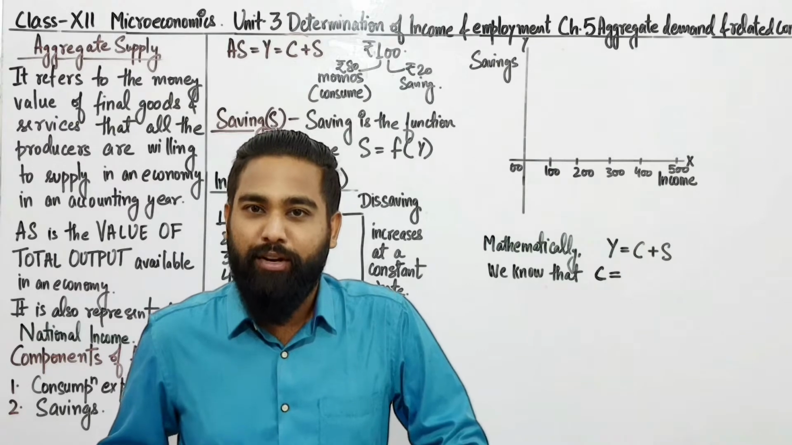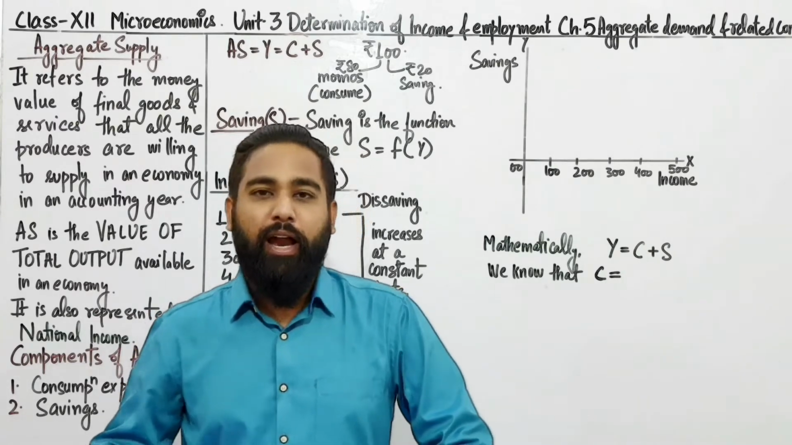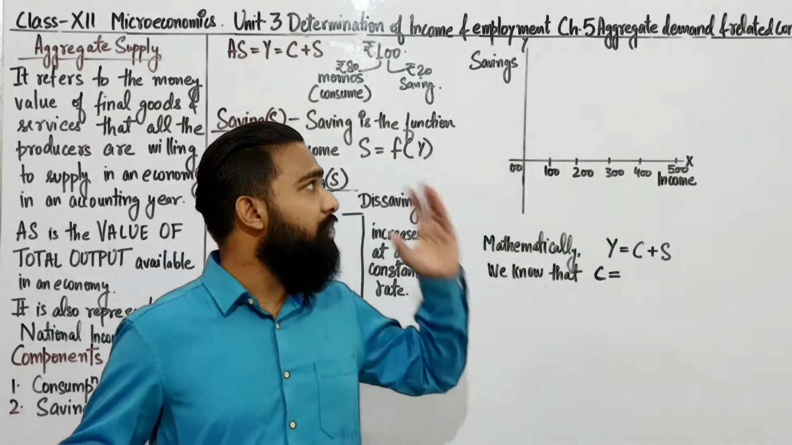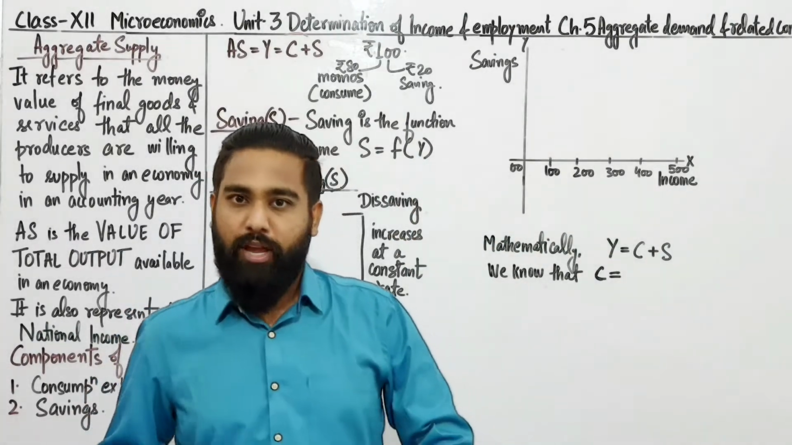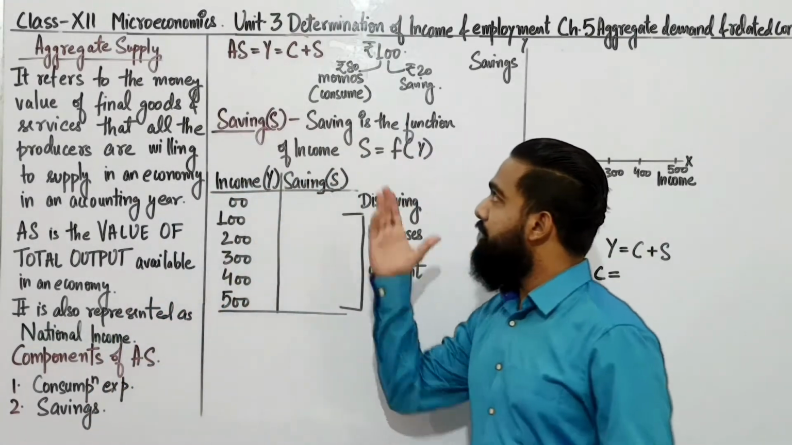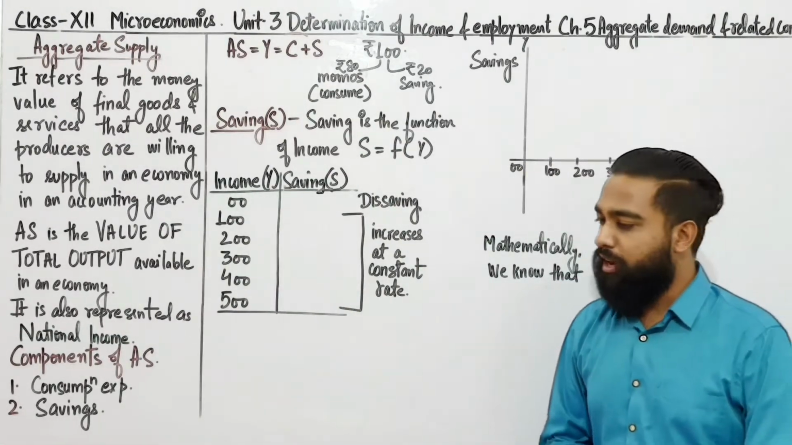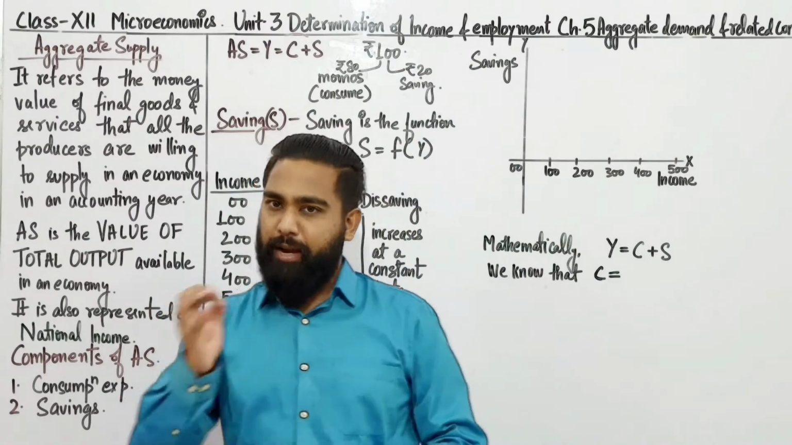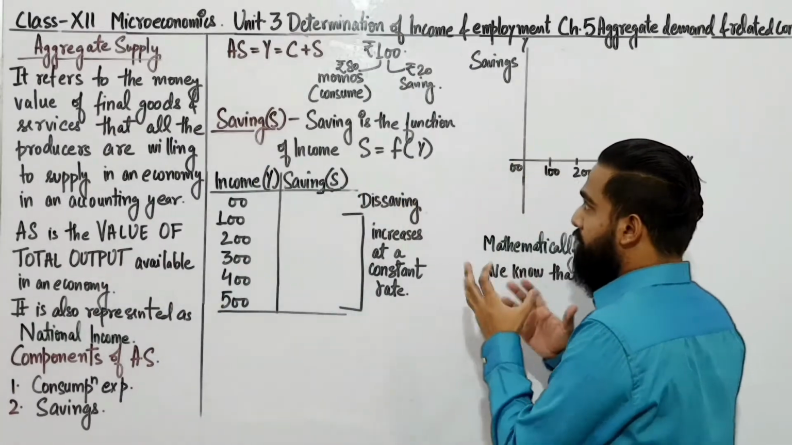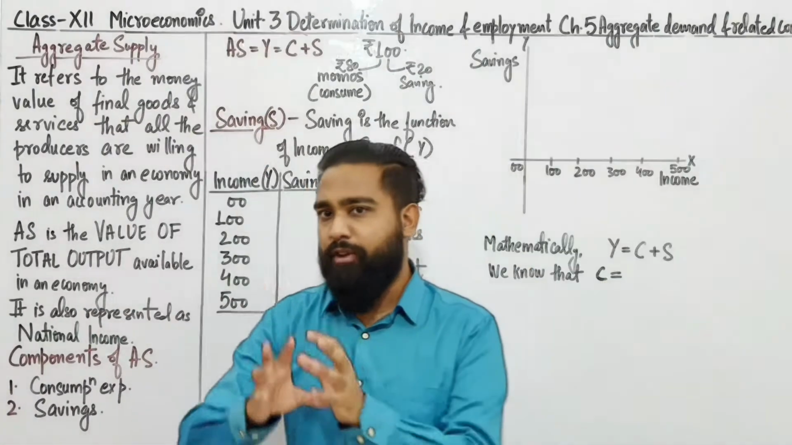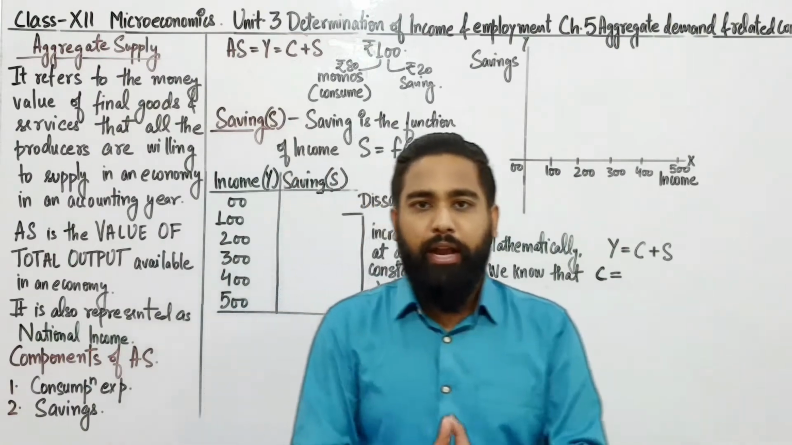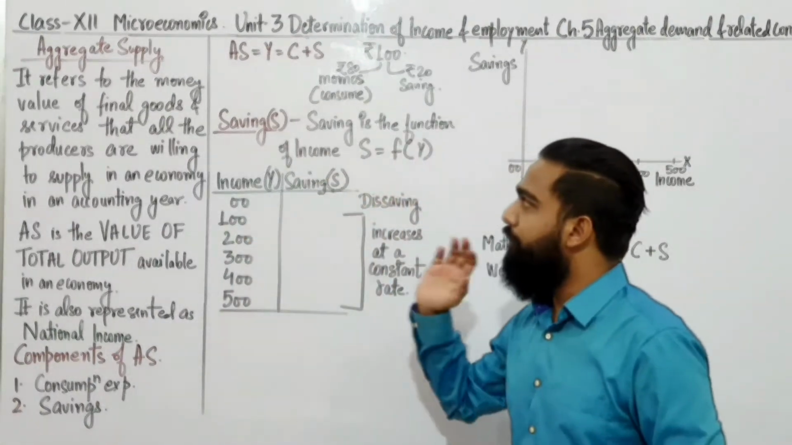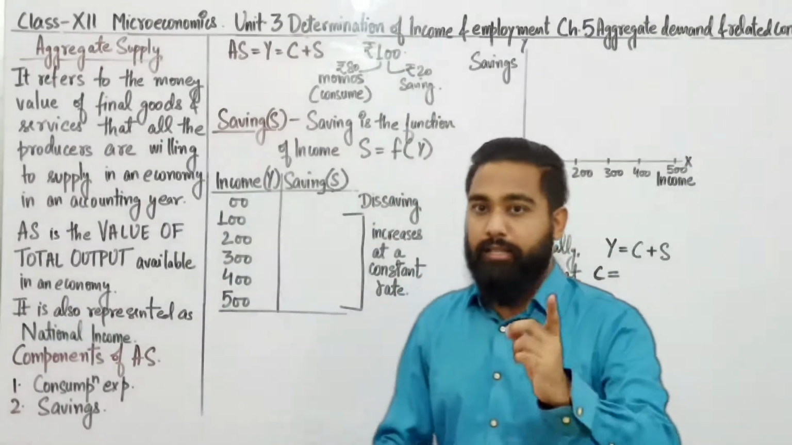I am Avnash Lambert, your economics guru, and today we are here to continue our fifth chapter, which is aggregate demand and related concepts. And we have started our third unit, which is determination of income and employment. In today's video, we are going to do the second part of this unit, which is aggregate demand. We have covered the aggregate demand and its components. Today we are going to start with the aggregate supply.